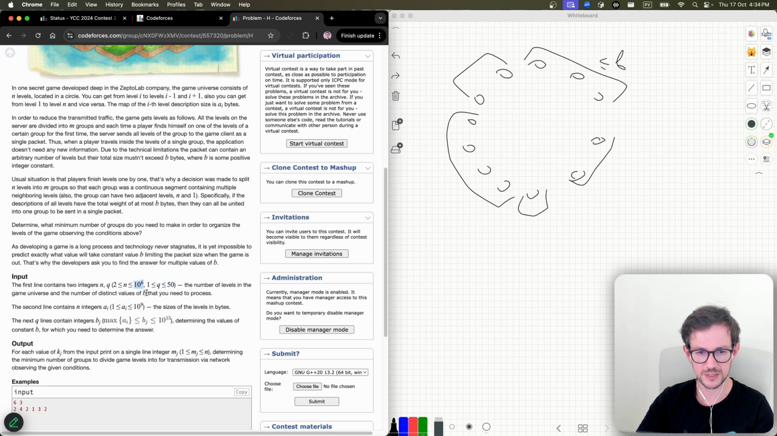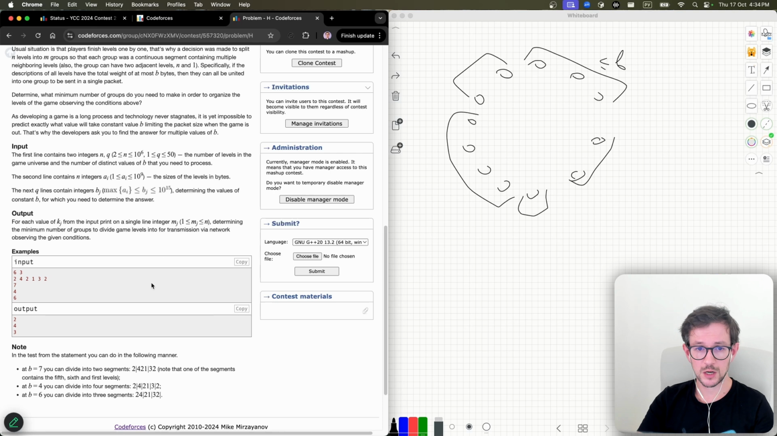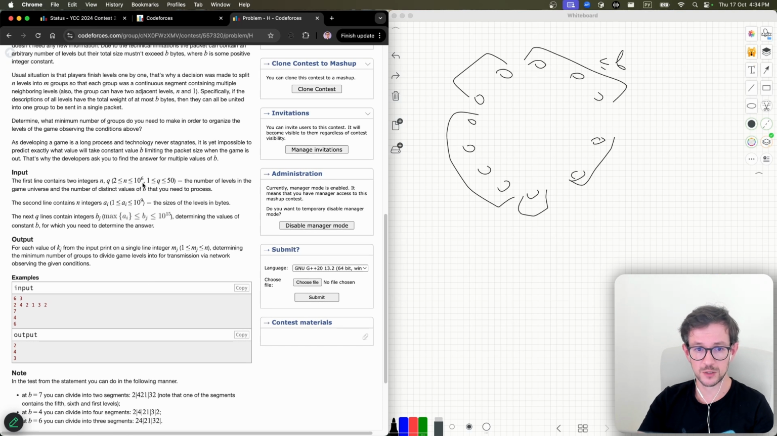So you have 10 to the power 6. If you solve it in n log n time, you have 10 to the power 6 multiplied by log, which is like 20, multiplied by 20. That's a little bit too much probably for 3 seconds. So maybe it fits. Because there are easier solutions in n log n time, but they want to do it in linear time. Okay.